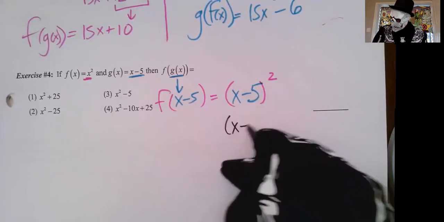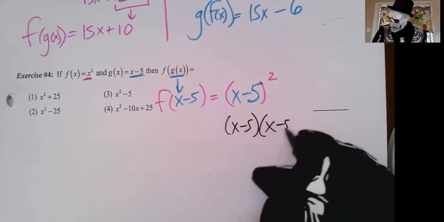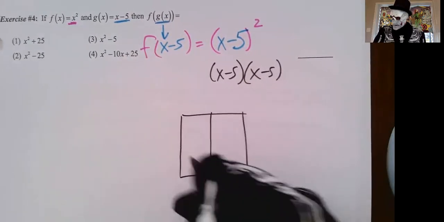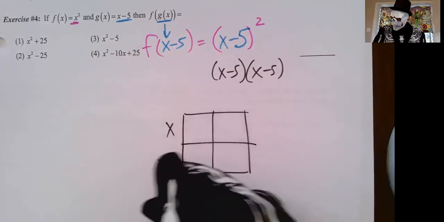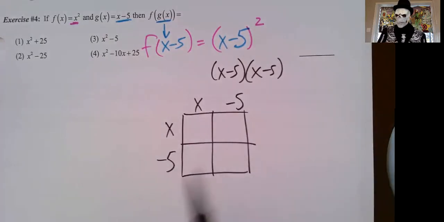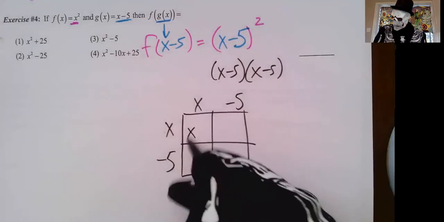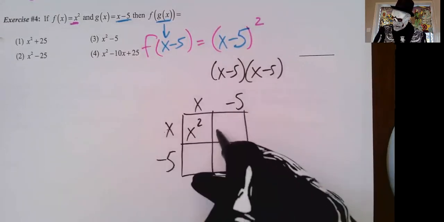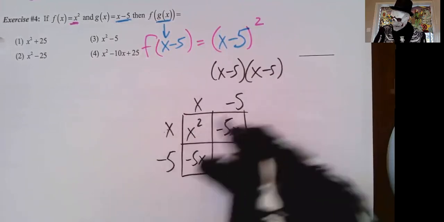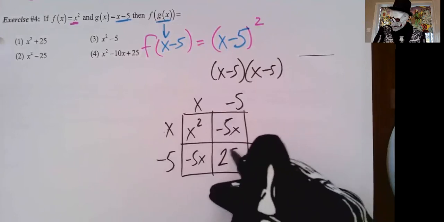That means this will be x minus 5 times x minus 5. 2 of them means I'm going to have to make a 2 by 2 square here when I'm multiplying these out. And on the outside of this, I'll have x minus 5 on this side, and I'll have x minus 5 on this side. So when I multiply these, what I'm going to be getting inside of these 4 boxes are the terms that I'm going to get when I do this multiplication. So x times x is going to be x squared, x times negative 5 is negative 5x, negative 5 times x is negative 5x, and negative 5 times negative 5 is positive 25.